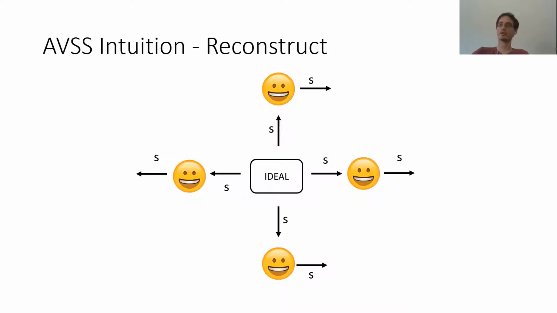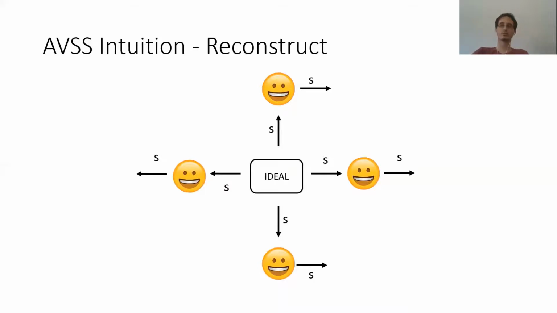The second type of run is where the dealer is faulty and simply doesn't send any message to the ideal functionality in the share phase. And in that case, the ideal functionality won't send a done message, and then no party will complete the share protocol, and clearly not start the reconstruct protocol or complete it. Then the third type of run is where the dealer is faulty, but decides to send something to the ideal functionality. It doesn't have to send S, but it sends some value. In that case, the ideal functionality will send a done message, and then everybody will complete the share protocol, and then start the reconstruct protocol and complete it.